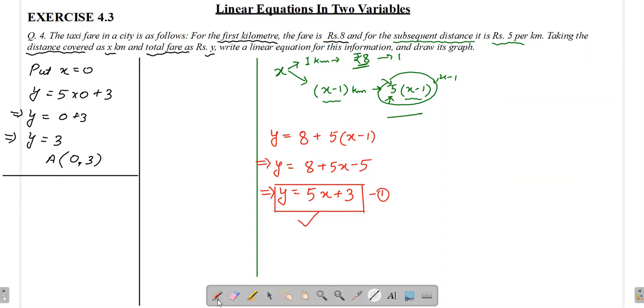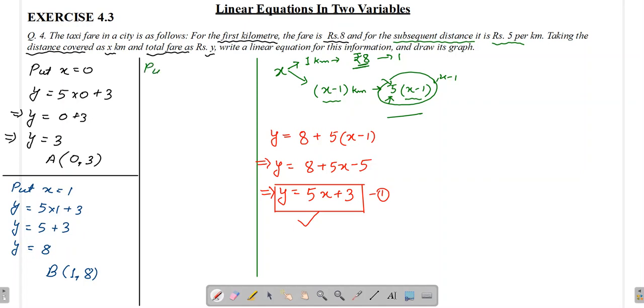Now we'll put a few more values. I am putting x equal to 1. If I put x equal to 1 in the equation, it gives us y is equal to 5 multiplied by 1 plus 3, that is 5 multiplied by 1 gives you 5, so y is equal to 8. So the second solution is 1 comma 8. We can name this point as B.